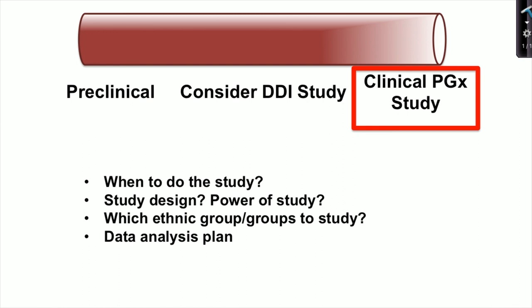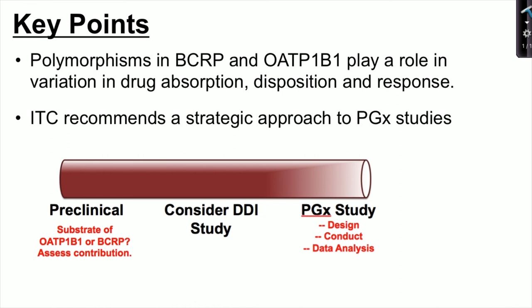So let me review our key points on the polymorphisms. First, polymorphisms in BCRP and OATP1B1 play a role in variation in drug absorption, disposition, and response. The International Transporter Consortium recommends a strategic approach to pharmacogenomic studies where you start in preclinical cell-based studies and ask simple questions like, is the drug that you would like to study a substrate of OATP1B1 or BCRP? You consider doing a drug-drug interaction study because you may get information on how large that effect is going to be. And then you carefully design your pharmacogenomic study, power it, make sure you have homozygotes, et cetera.